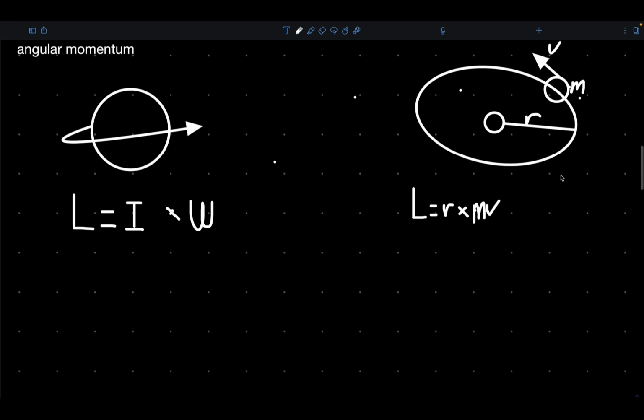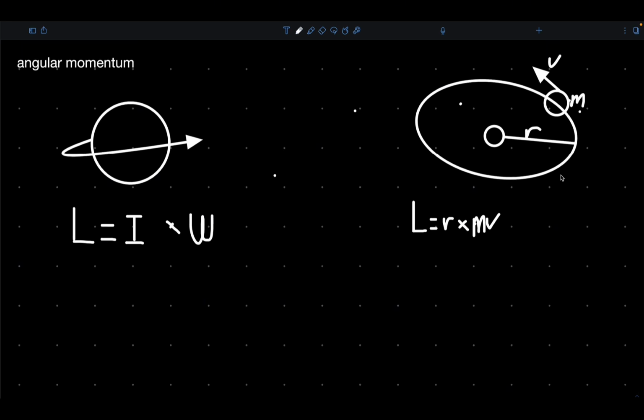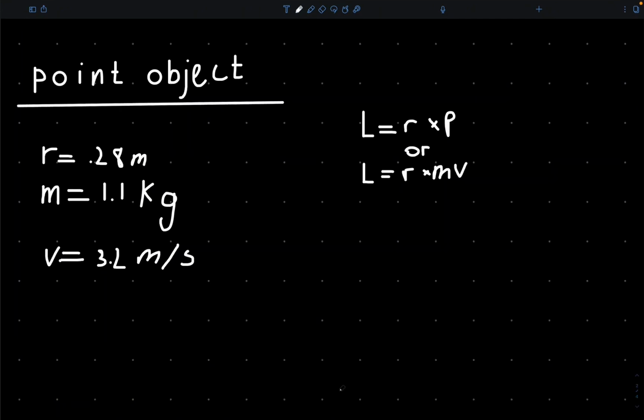So here. Now let's solve problems relating to both of these objects. For a point object, like I said, a point object is something revolving around another object. So we have a radius, the distance between the center object and the orbiting object, of about 0.28 meters. The mass of the orbiting object is 1.1 kilograms, and its velocity is 3.2 meters per second.